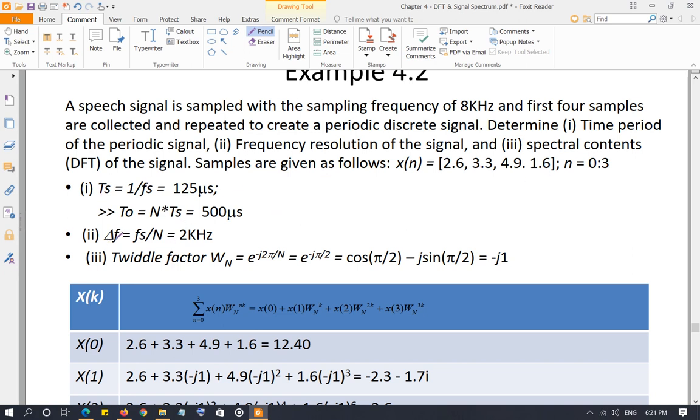My frequency resolution in the frequency domain is fs over N, 2 kilohertz, and of course the length of one cycle in the frequency domain is equal to fs. So fs is 8 kilohertz. I have 4 samples. That means frequency resolution is 2 kilohertz per sample. And the twiddle factor I calculated came out to be negative j.